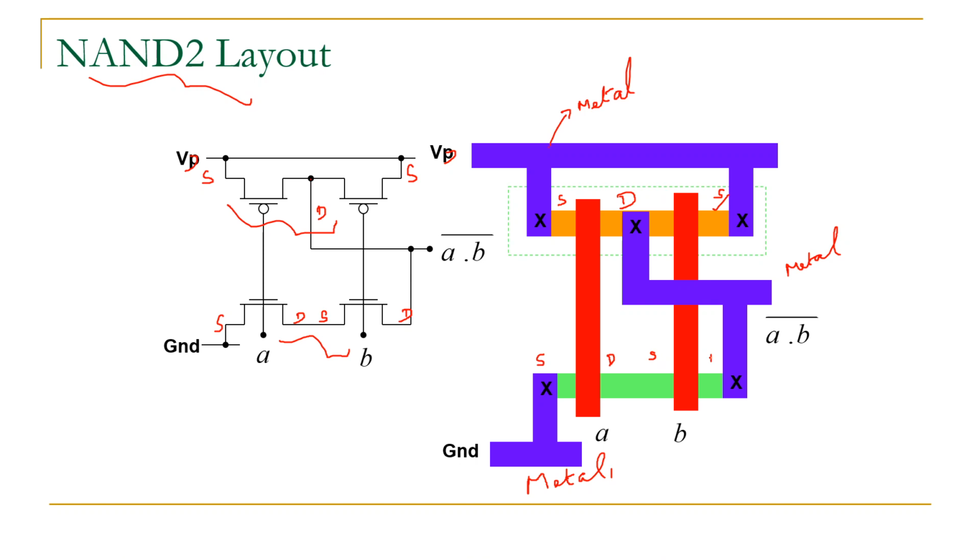See, the source of your A gate is connected to ground. The same is drawn here. The source of your A is connected to ground through your contact cut. Next is the drain. It is already connected to the source. Now another gate is drawn, and from the drain side we are taking our output contact cut, and from there we are taking our output A dot B bar. This is your NAND gate layout.